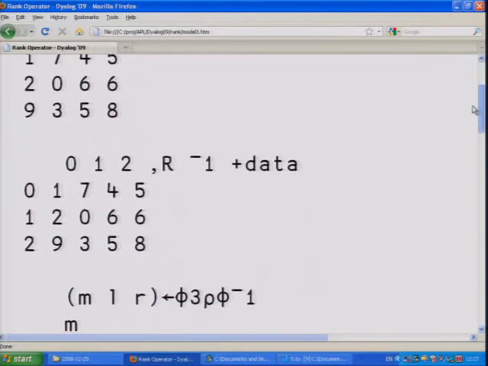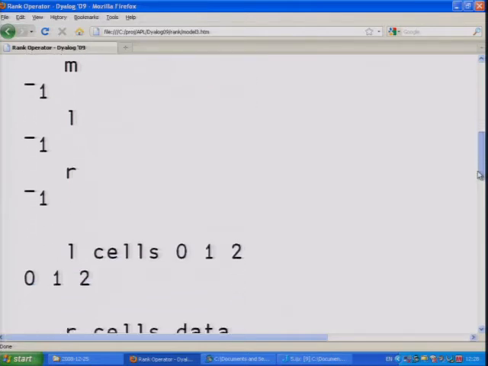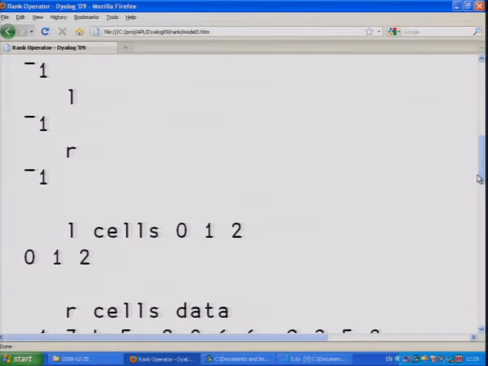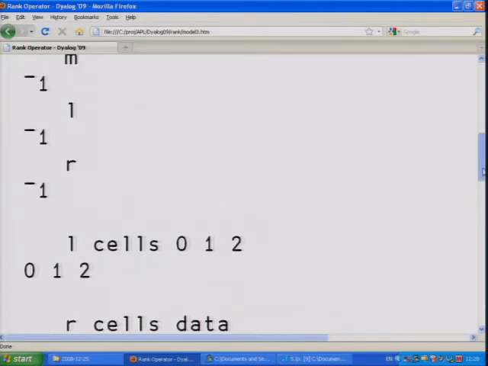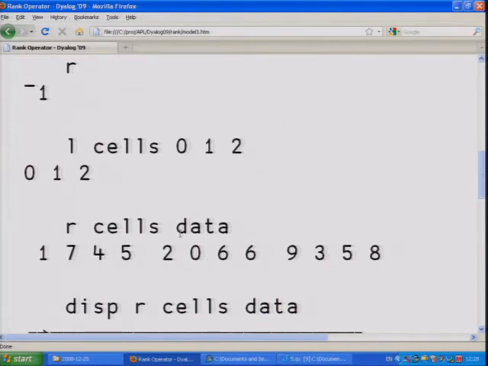Another example, the catenate example: 0, 1, 2 catenate rank -1 to this matrix. So it reshapes the 1 rank into 3, makes a monadic and left and right ranks out of it. It's the dyadic instance of the rank operator, so it uses L and R. So now L is -1, so L cells and R cells gets the argument cells from the left argument and the right argument.